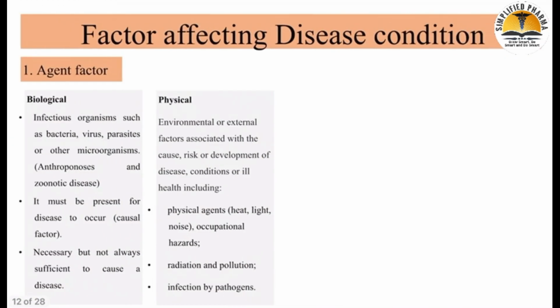The second is physical agents. Physical, environmental or external factors may be associated with the risk of disease, like heat, light, and noise. UV radiation may cause skin cancers. Radiation and pollution may cause disorders like COPD, chronic obstructive pulmonary disease, or asthma.